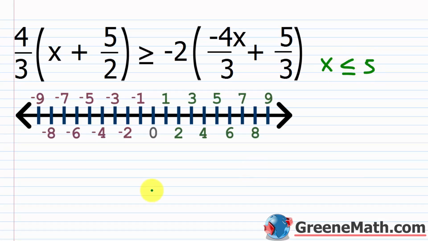So in interval notation, we have negative infinity here on the left, and then we have a 5 on the right with a bracket next to it, because 5 is included. Find 5 on the number line, and we're going to put a bracket there. And we're going to shade everything to the left, our solution region.